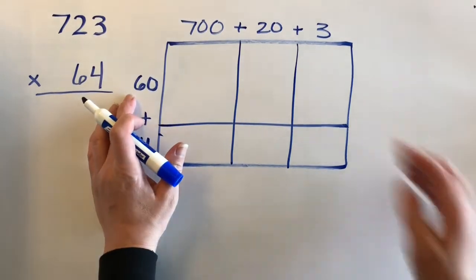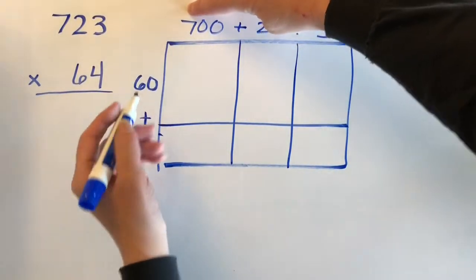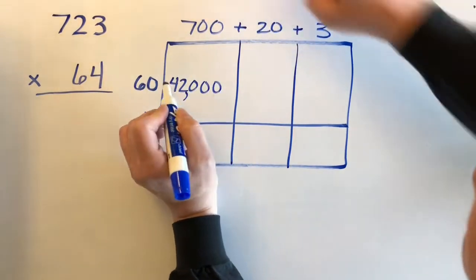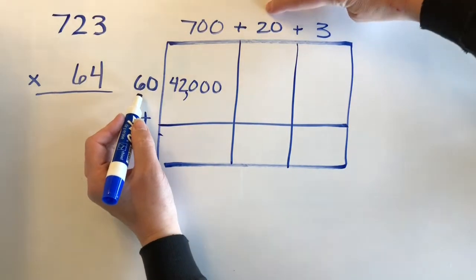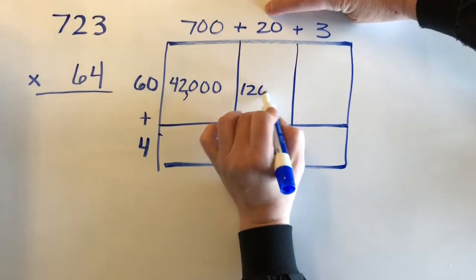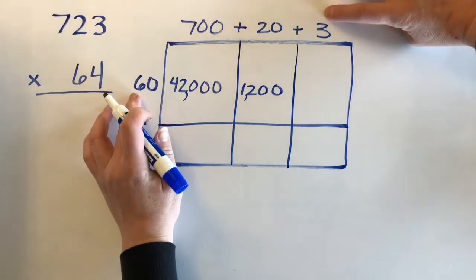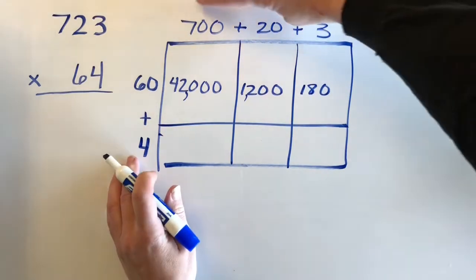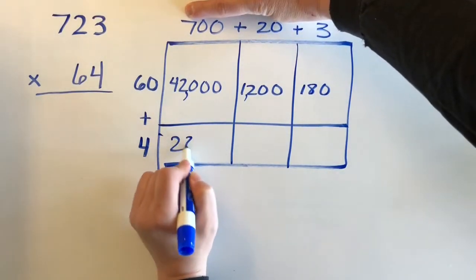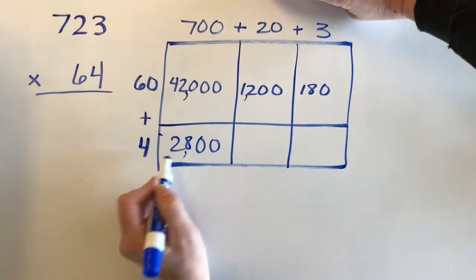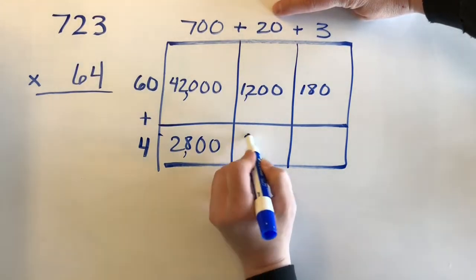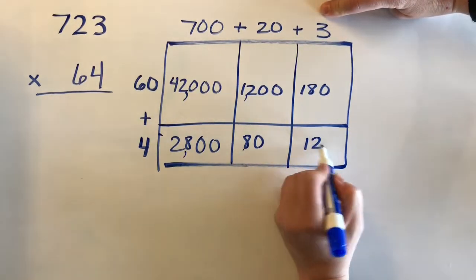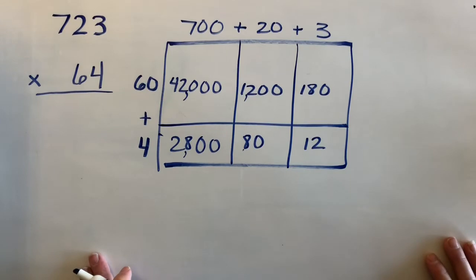So I'm going to just start with saving the zeros here. So 6 times 7 is 42. And then I add 3 zeros. 1, 2, 3. So it's 42,000. 60 times 20 is 6 times 2 is 12. And then I add the 2 zeros. And 60 times 3 is 6 times 3 is 18. Add 1 zero. 7 times 4 is 28, and then I add the 2 zeros. 4 times 20 is 80, 8, and then add the 0. And then 4 times 3 is 12. Then I'll simply add them up, and I'll find the product.